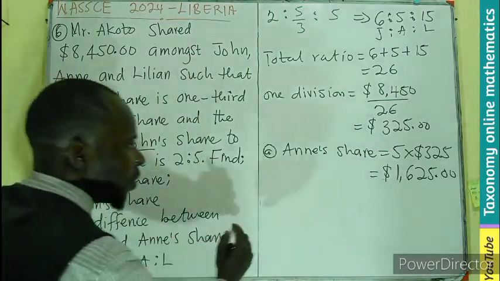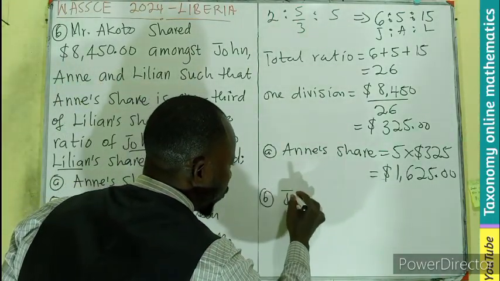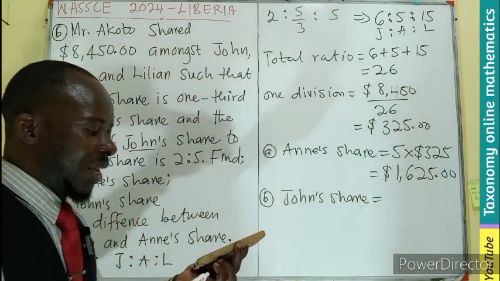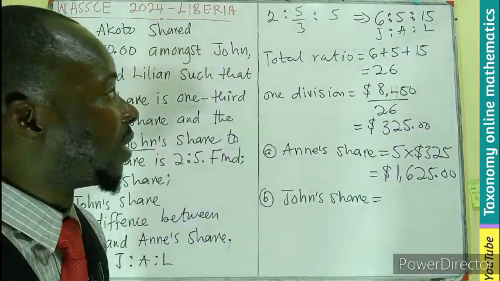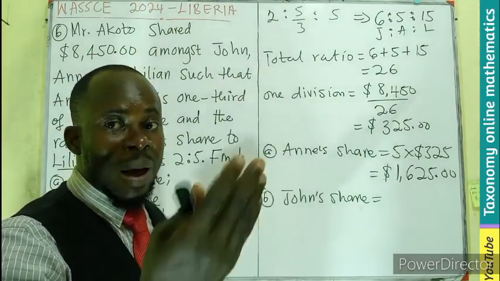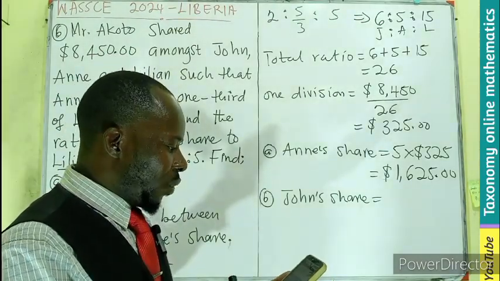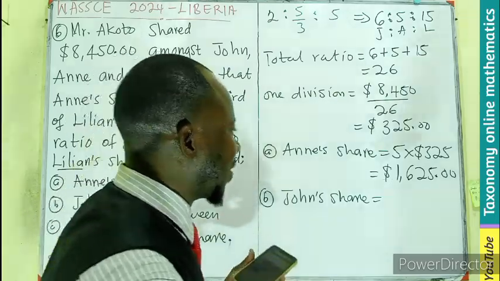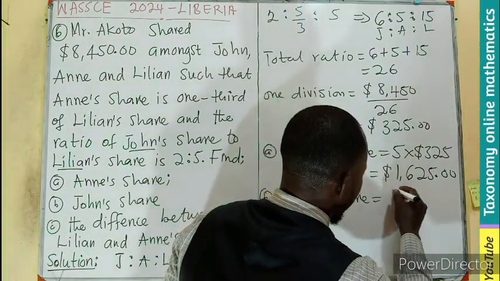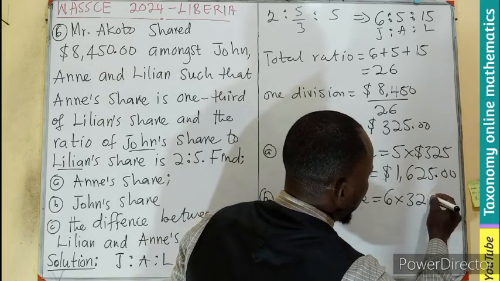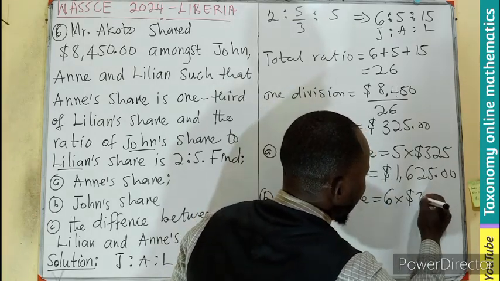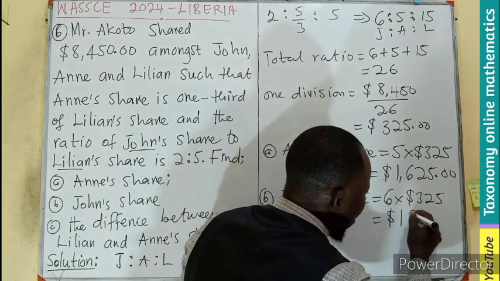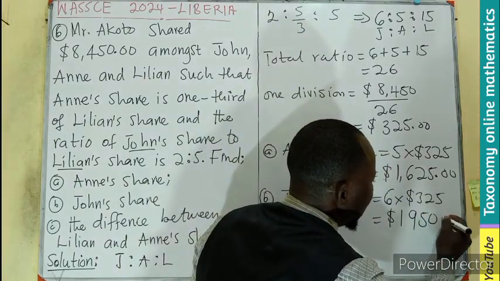Then where are we going? We are going for John's share. How many parts is John picking out of these 26? John is picking 6 parts. So that means we are going to multiply the 325 by 6 parts. So John will take 6 times $325, and that will give you $1,950.